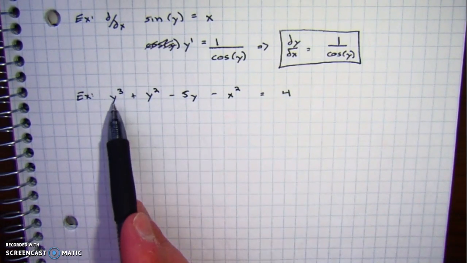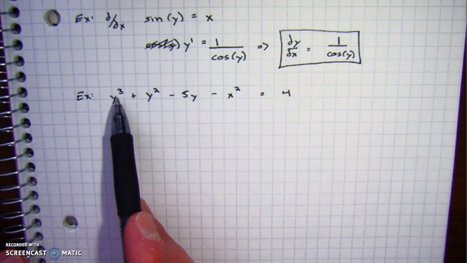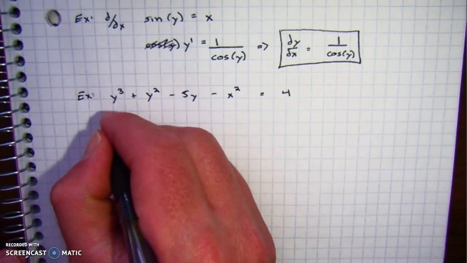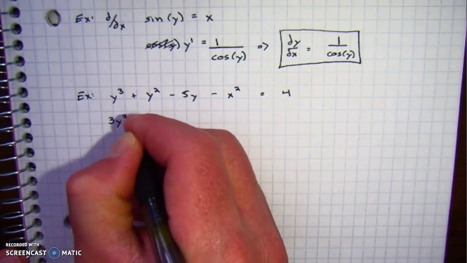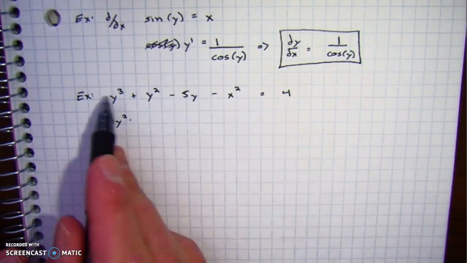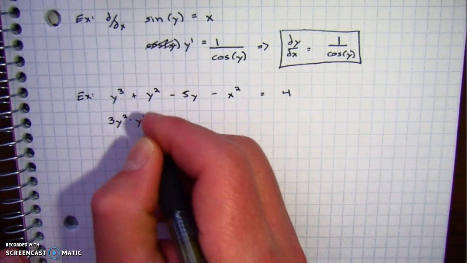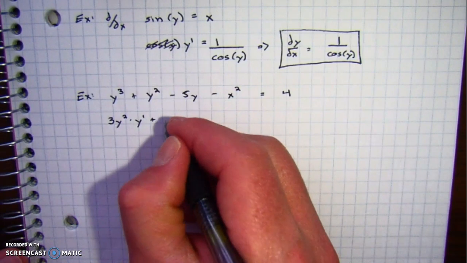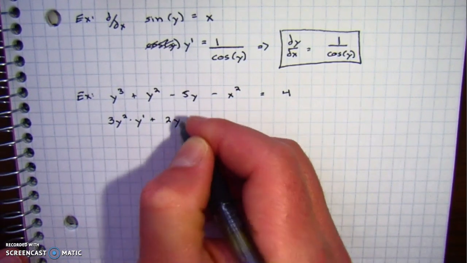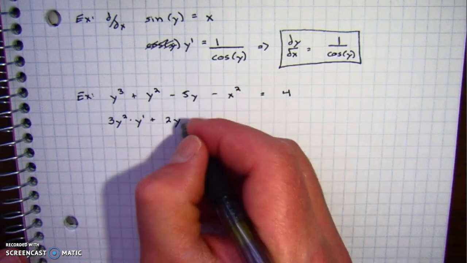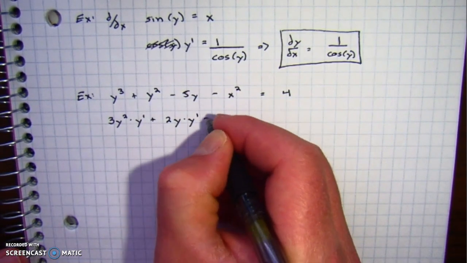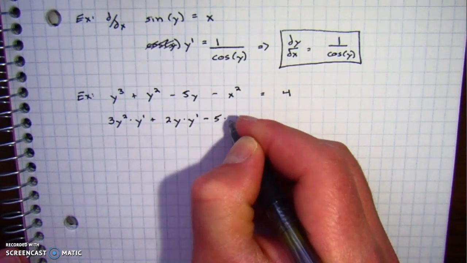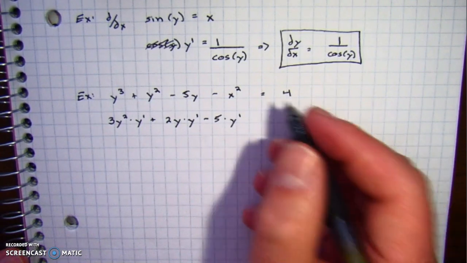Okay, so on this first one, like I mentioned earlier, you're just going to take the derivative like you would normally. The derivative of y cubed is going to equal 3y squared. And because that's not an x, I have to multiply it by y prime. So I have to add the y prime in there. Same thing with this one. The derivative of y squared just equals 2y. And because there's no x there, I've got to multiply it by y prime. The derivative of negative 5y is negative 5 times y prime.